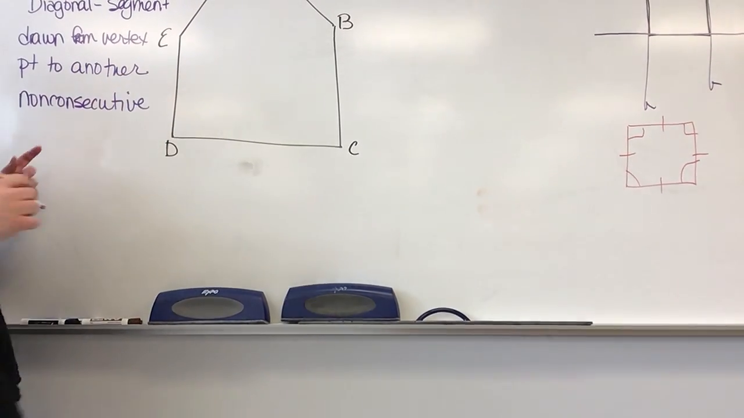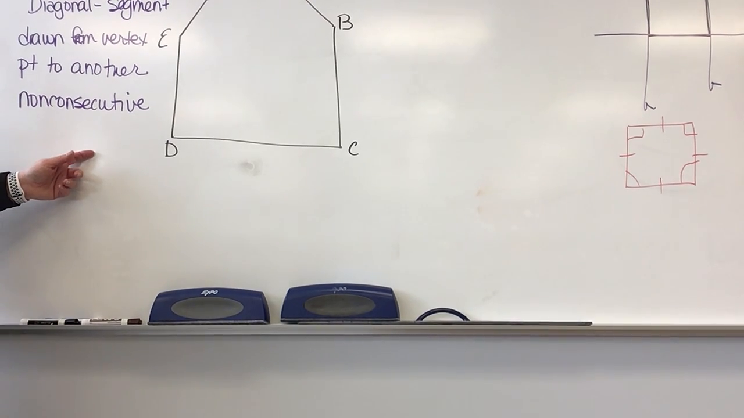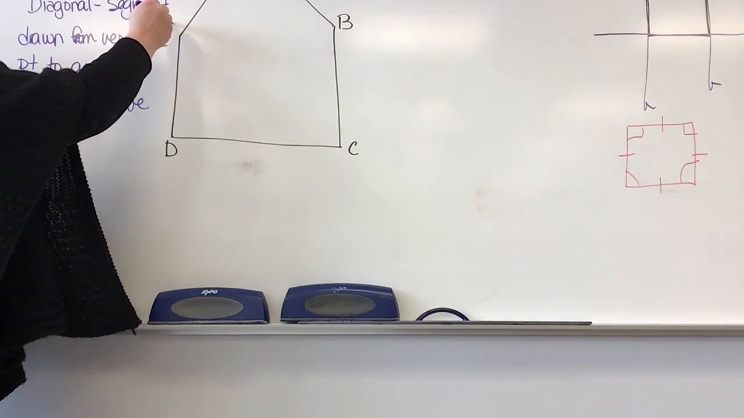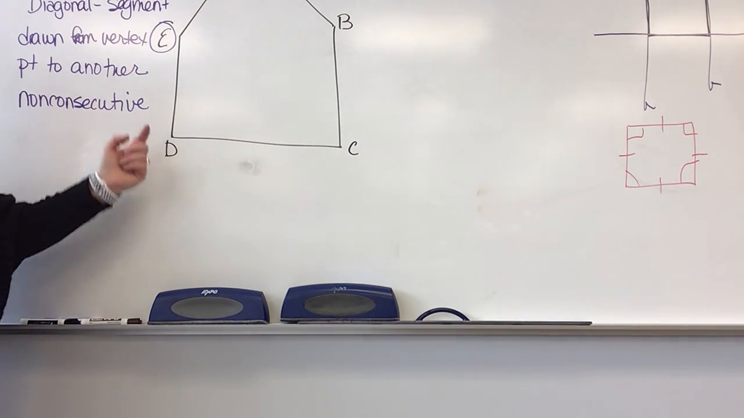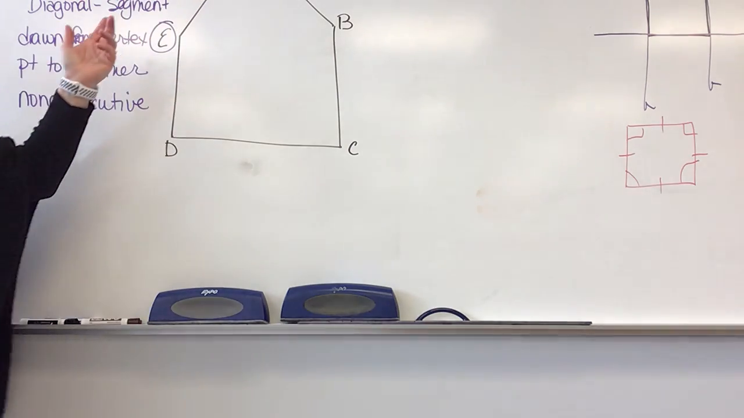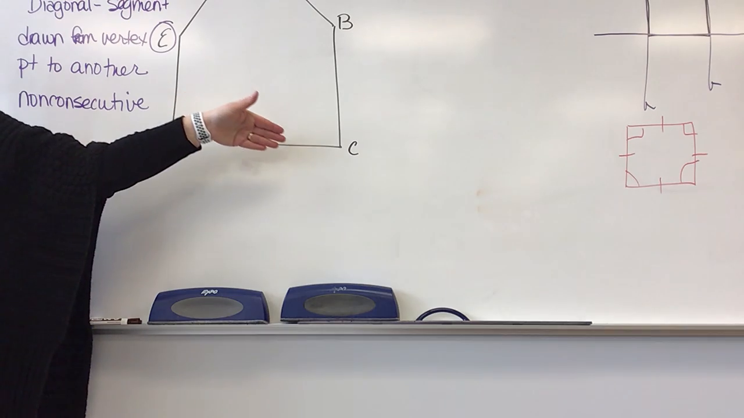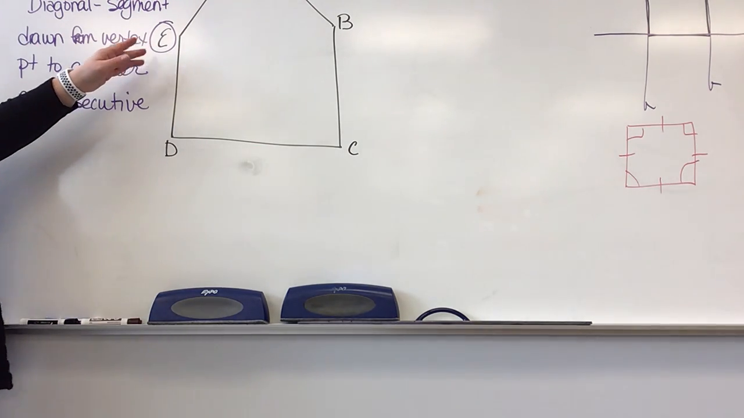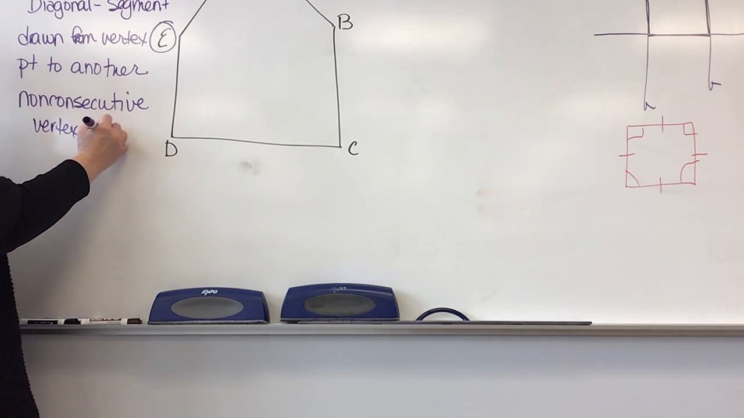Okay, let me ask you this. If I tell you the number is 12, what's the next consecutive number? 13. Okay, so if I'm non-consecutive, I'm not next door. So if I'm looking at vertex E, my consecutive neighbor would be D or A. My non-consecutive would be B or C. So a diagonal is a segment from a vertex to another non-consecutive vertex point.